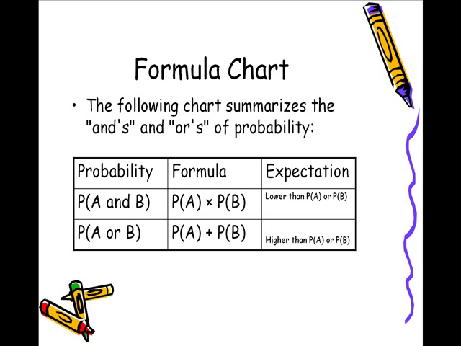Here's a simple chart that you can use and remember or memorize. When you use AND, you multiply the probabilities. When you use OR, you add the probabilities. And the expectation of overall probability in the case of AND is that it's lower than the individual probabilities of A or B, and in the case of OR, the probability is higher than the individual probabilities of the events.